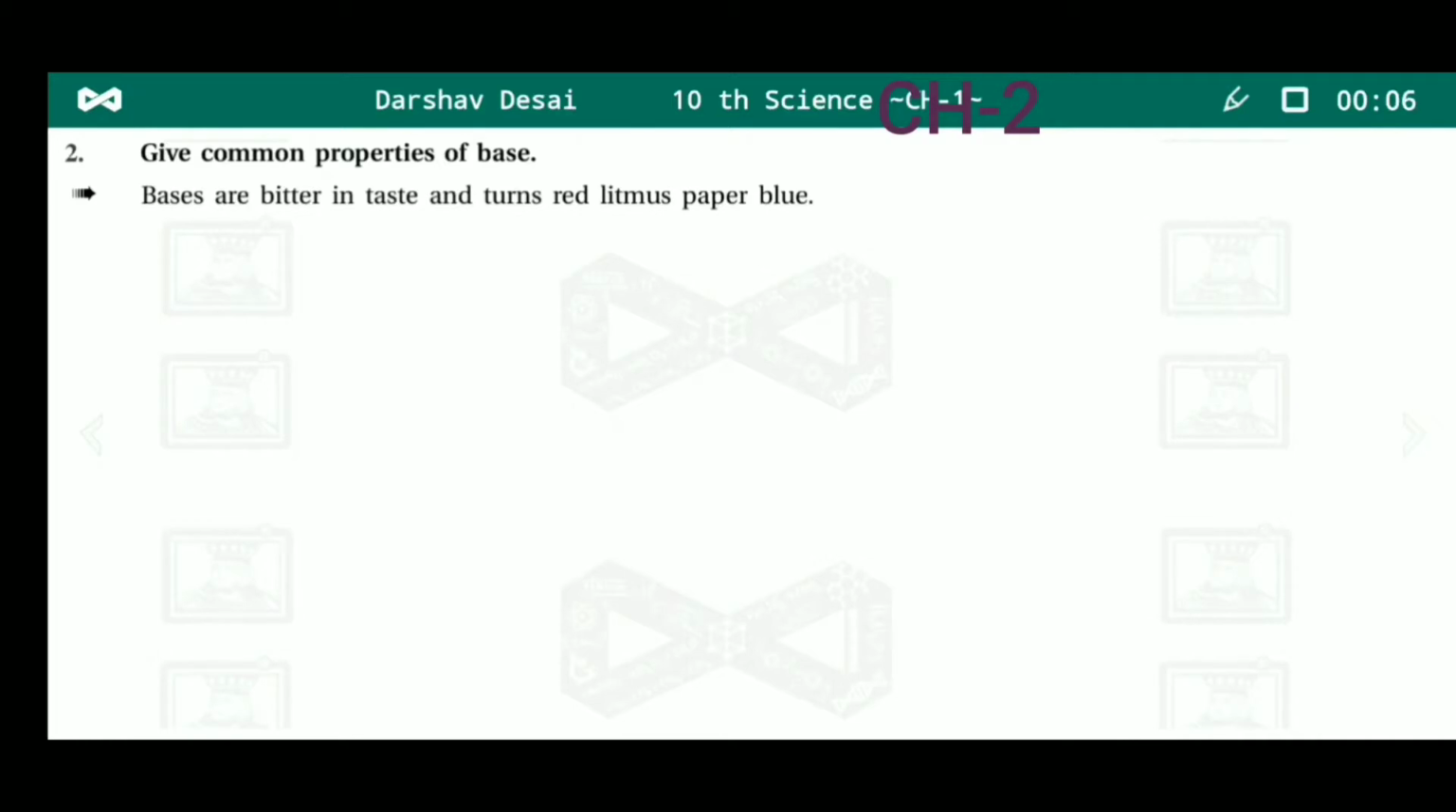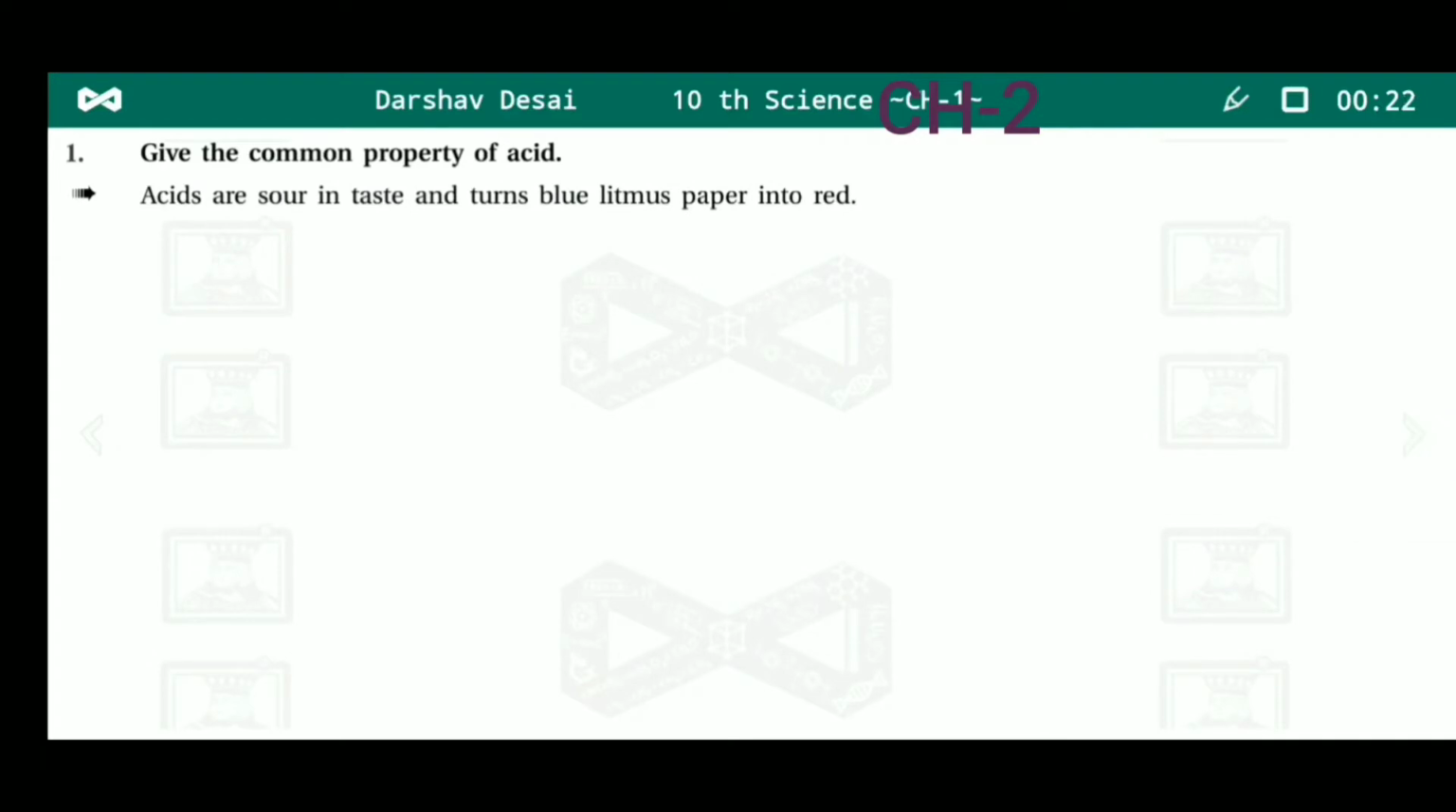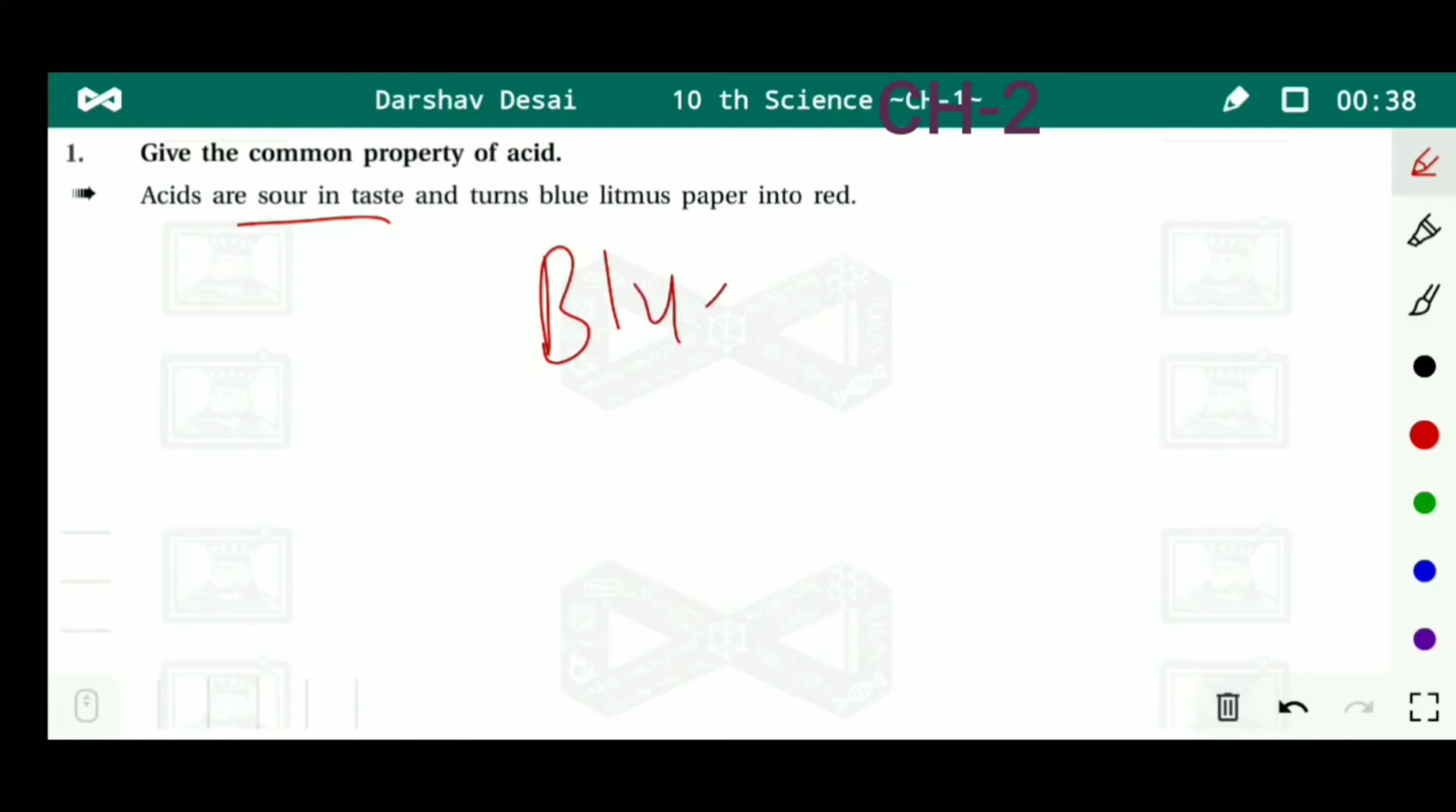Today we are going to start a new chapter, chapter number 2, acid, base and salt. This is a very important chapter, and first of all I am going to discuss some general characteristic properties of acid and base. We all know that acids are sour in taste and turn blue litmus paper into red.